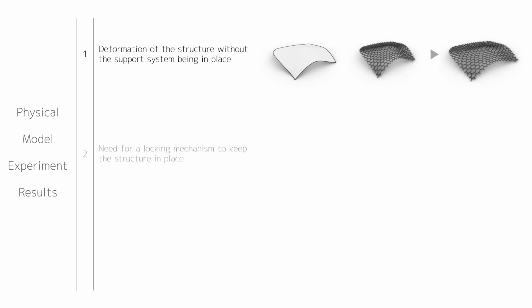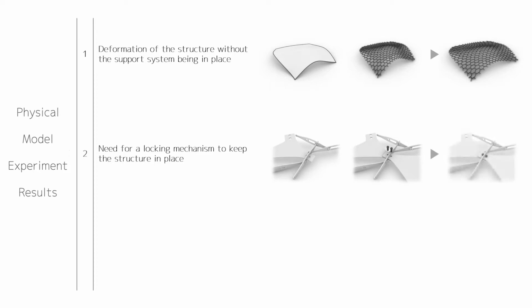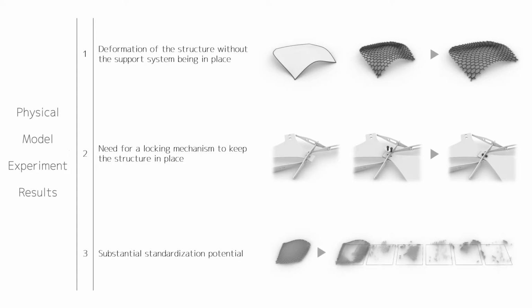First of all, without supports on the outer edges of the structure, it would not stay upright, and it would slope down towards the ground. Second, there is a need for a locking mechanism that would keep the structure's shape in place. And third, as the height increases, the members would start to look more and more alike, providing an opportunity to standardize the structure substantially while retaining its shape.